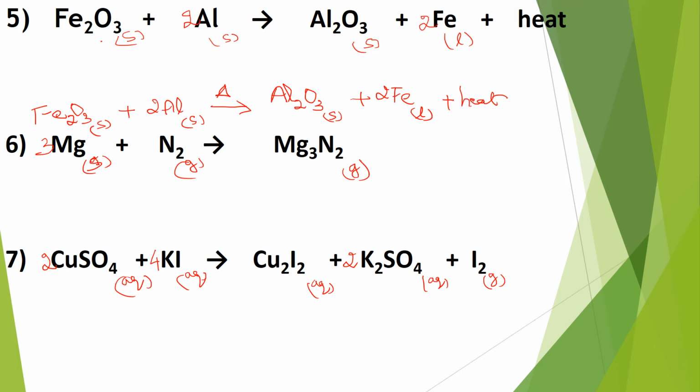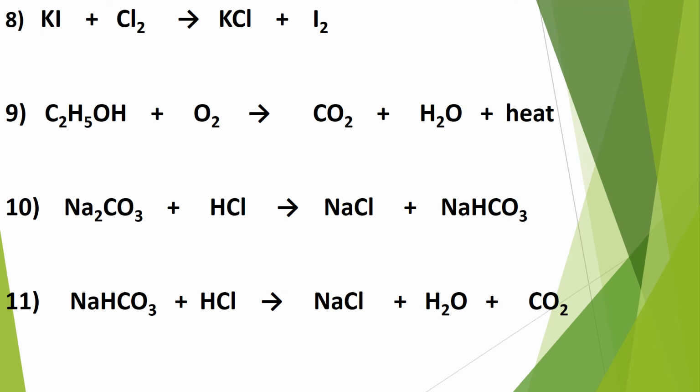Only this is a game, like you have to put the smallest number, hit and trial method you have to follow. Now the next question says that potassium iodide combines with chlorine gas to form potassium chloride and iodine. So let us write the proper balanced chemical equation for that.